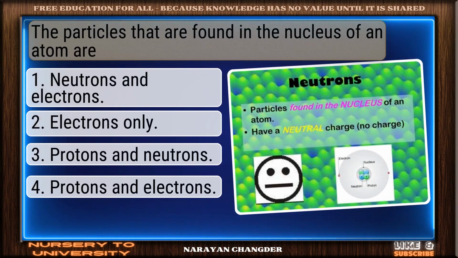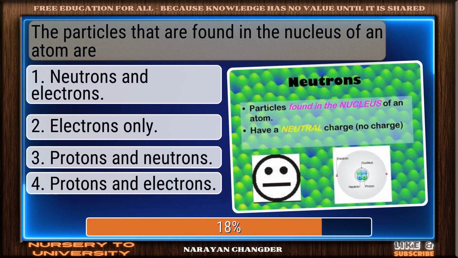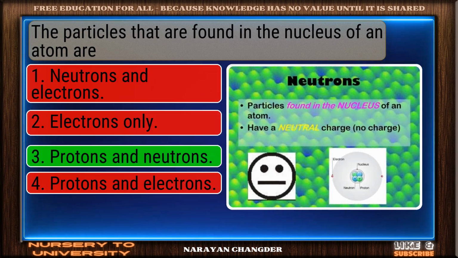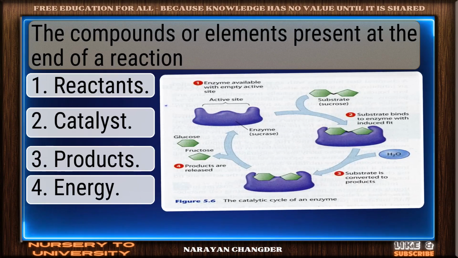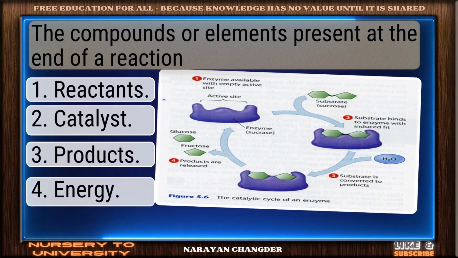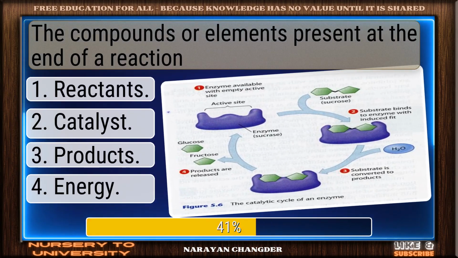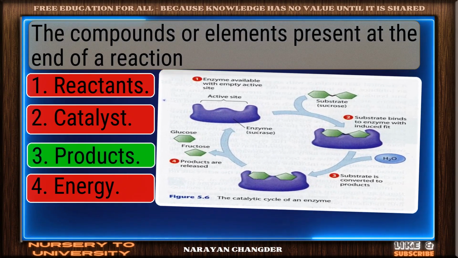Question number 102. The particles that are found in the nucleus of an atom are? Sharp thinking. Protons and neutrons is the right choice. Question number 103. The compounds or elements present at the end of a reaction? Valid point. Products is true.